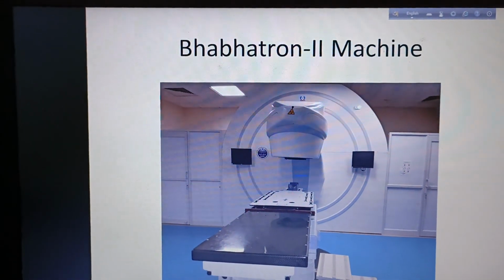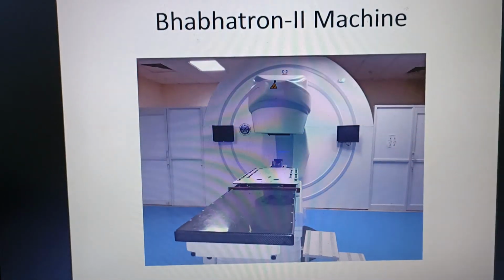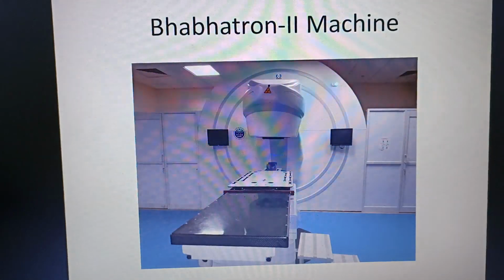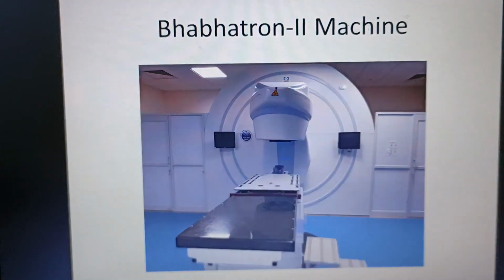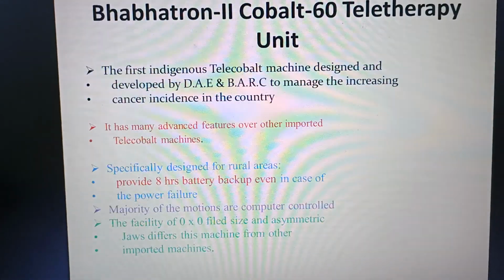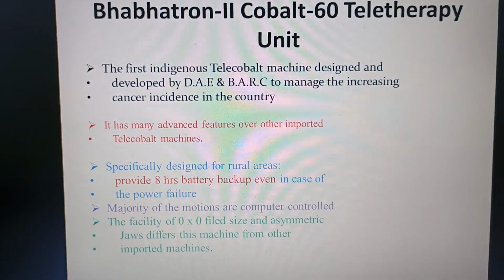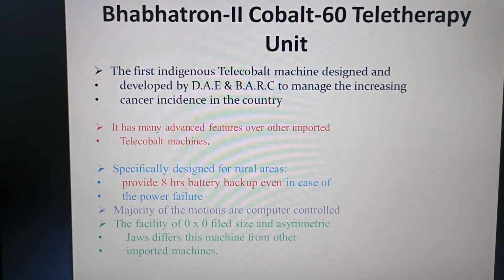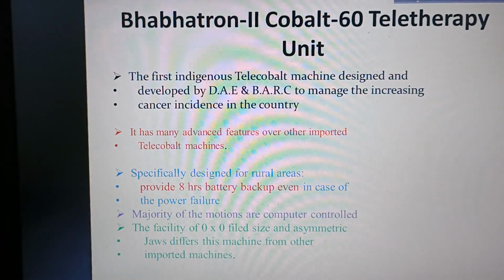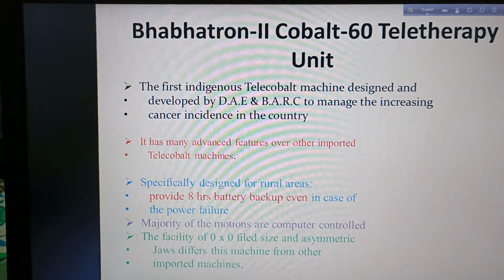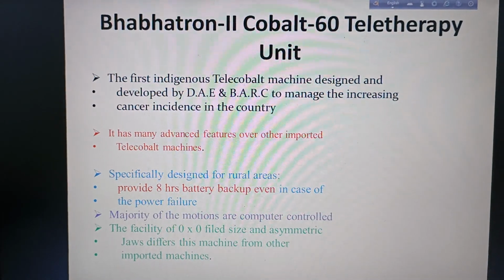This is the Bhavatron 2 machine, in our hospital, Tata Memorial Hospital Varanasi, Government of India. It is an Indian product machine. Bhavatron 2 cobalt 60 teletherapy unit, and here are some features of this machine. You are seeing that it is the first indigenous teletherapy machine designed and developed by DAE, Department of Atomic Energy, and BARC.